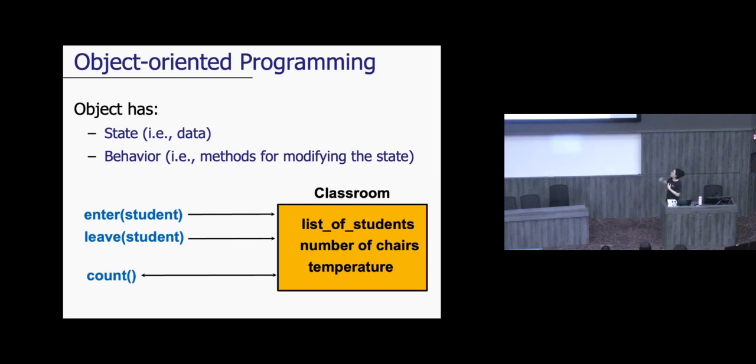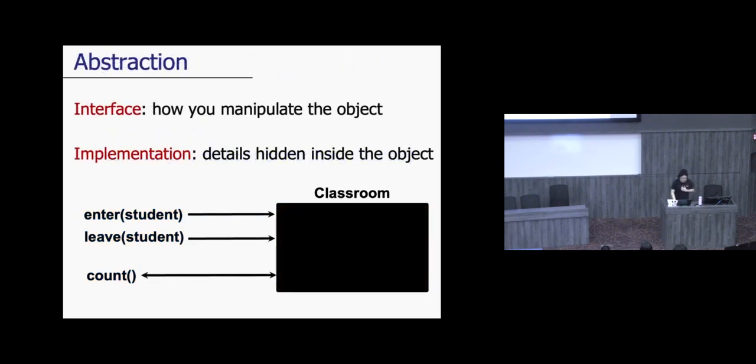So how does this help us accomplish the two things that we wanted to talk about, right? The idea is the following. You can think of it in two ways. You can think of two aspects about this. The interface is how you interact with the object, right? So for example, your methods enter, leave, count, these kinds of things are basically how you interact with the object. That's the interface, okay? The implementation details are hidden inside the object, okay?